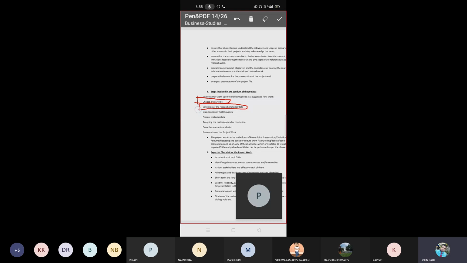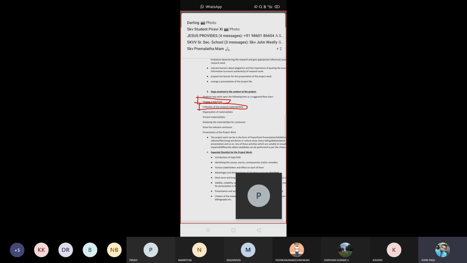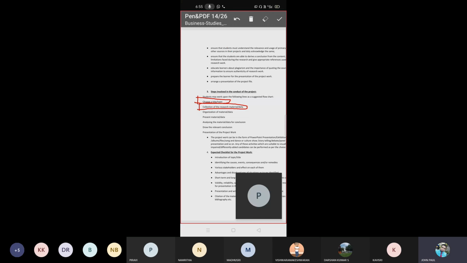Suppose you want to do a project on business environment, then you need to collect details about the business environment. Then we need to organize the data. Then present the materials, and we need to analyze. Then we need to come to a conclusion.